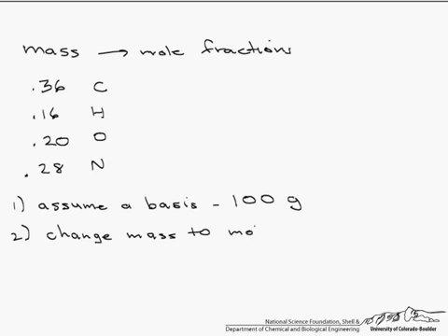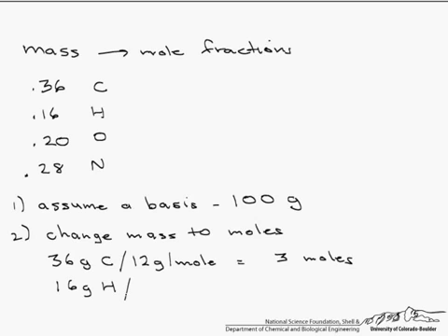And in order to do that, you use our old friend, the molecular weight, or the molar mass. So if we have 36 grams of carbon, we divide it by its molar or atomic mass, 12 grams per mole, and that gives us 3 moles of carbon in our basis of 100 grams. We do the same for the rest of our elements. And by the way, here I'm doing it with elements, but you can do it with compounds as well. The process is exactly the same.